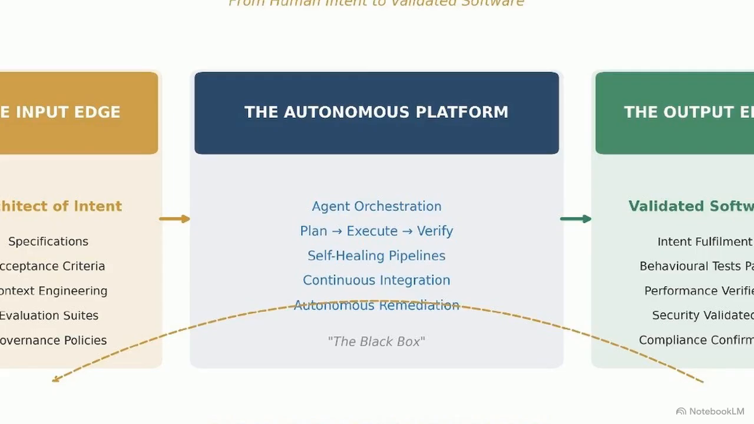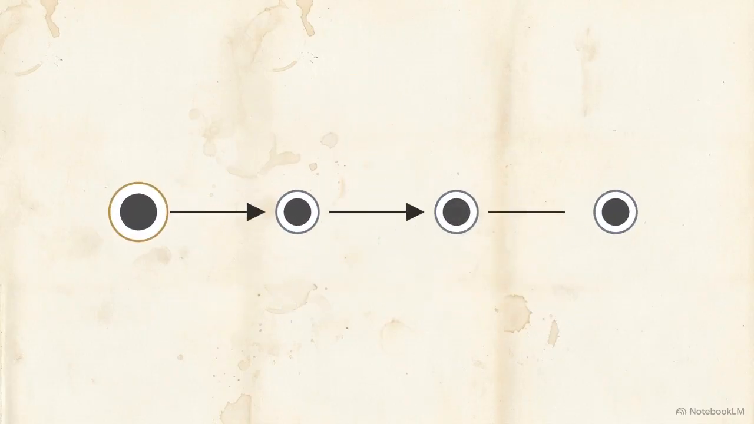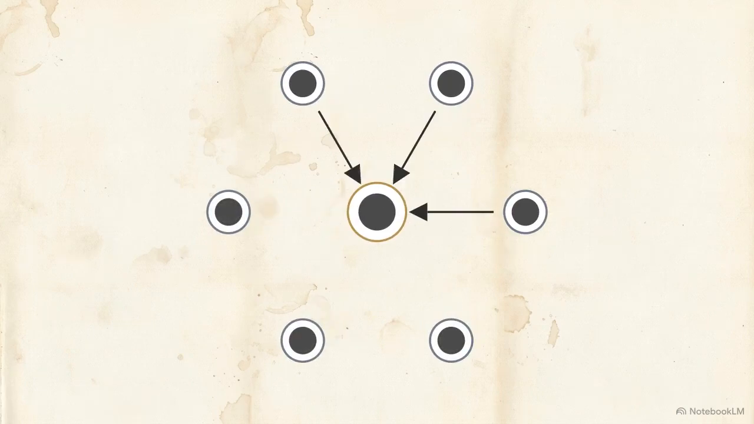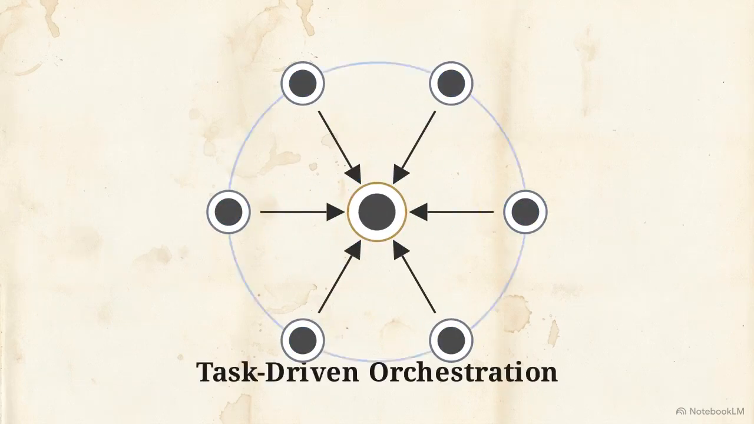Returning to the compiler model, we move to the center, the autonomous platform. This is the engine executing the work. The architect of intent does not dictate how multiple AI agents collaborate. Whether the workload requires a hierarchical, sequential, or competitive pattern, the platform orchestrates that internally based on the task.